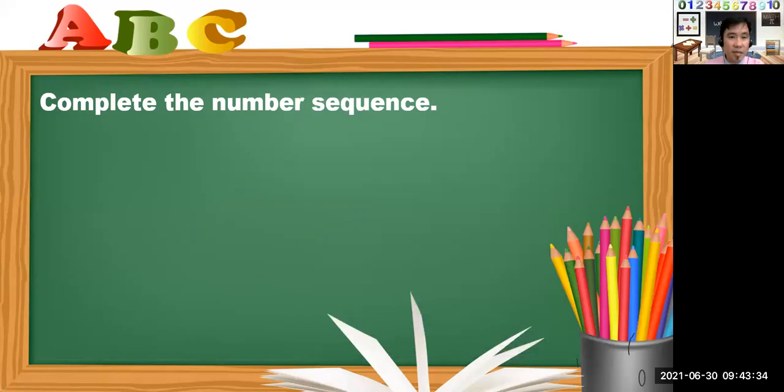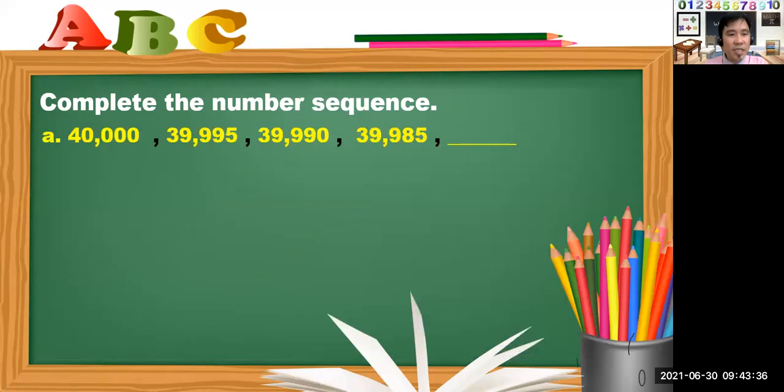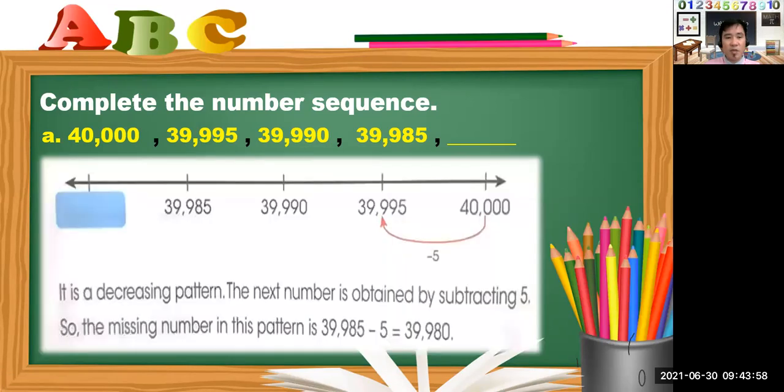Now next, here 40,000, next is 39,000. What do you think is the number sequence here? This number sequence I can see here, 40 is the greatest number. Okay, so greatest to smallest, the number pattern here is decreasing. Decreasing, you have to subtract or minus.